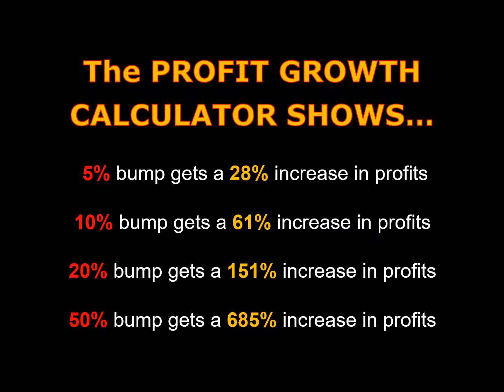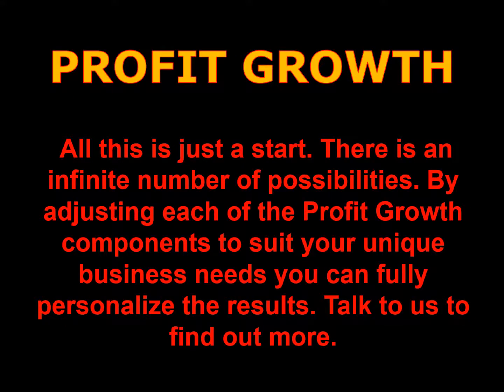I'll just review. A 5% bump, 28% increase. 10% bump, 61% increase. 20% bump, 151% increase. 50% bump, 685% increase in profits. Astonishing. Now all this is just a start. There is an infinite number of possibilities with the elements and the strategies that go with them. By adjusting each of the profit growth components to suit your unique business needs, you can fully personalize results for yourself. And we'd like to have a conversation. We'd like you to talk to us so we can show you how to do that even more.